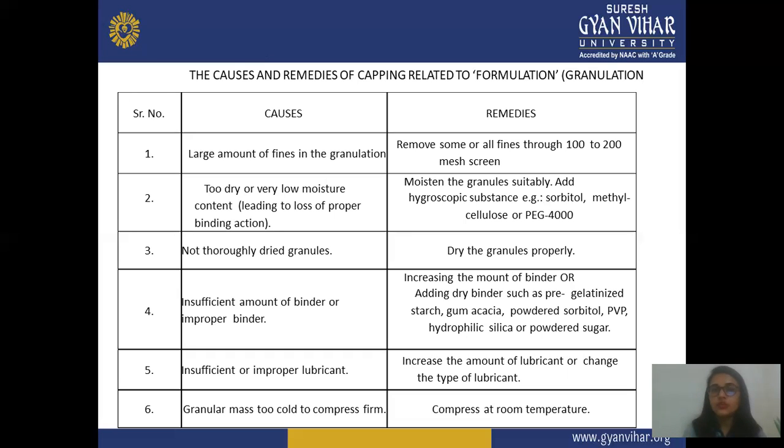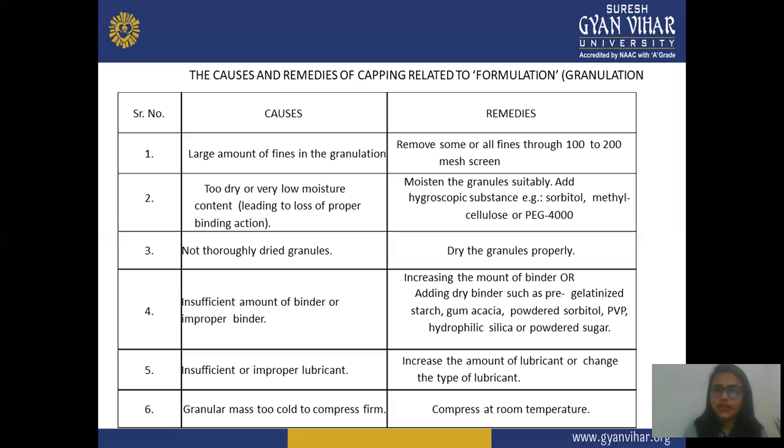And next is dry granules or very low moisture content, leading to loss of the proper binding action. It means the moisture content of your granules should be sufficient. If it's too low, in this condition there is a chance that the tablet easily breaks. If you apply too much force, then you will get a very hard tablet. In this remedy, the moisture of the granules should be adjusted, and you add a hygroscopic substance like sorbitol, methyl cellulose, or PEG 4000 to remove this problem.